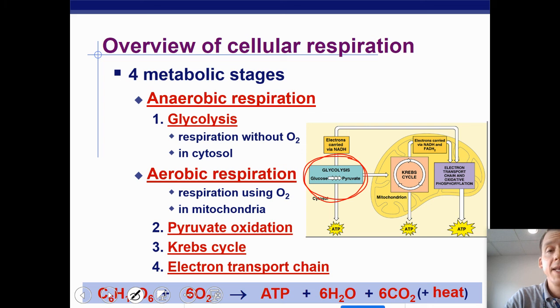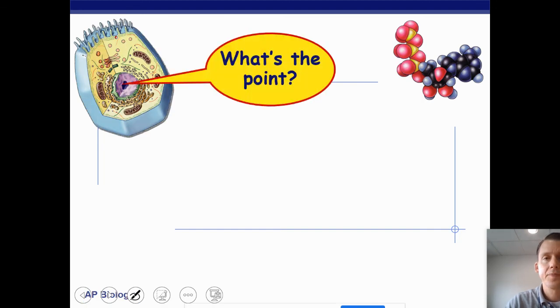Aerobic respiration, meaning oxygen-using respiration, happens in a specialized organelle called the mitochondria. So the mitochondria is going to use that oxygen. There's 3 parts that come after glycolysis: pyruvate oxidation, followed by the Krebs cycle, followed by the electron transport chain. So 4 overall steps. The first one is anaerobic, and the last 3 are aerobic. And we will find out how those work in a later lecture.